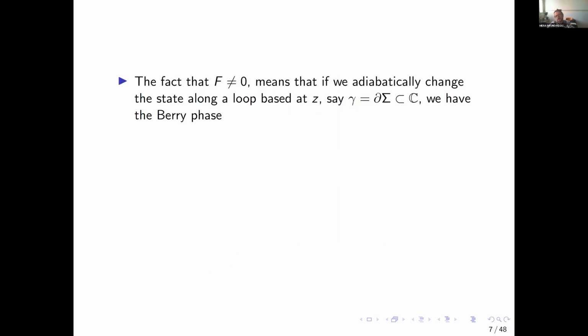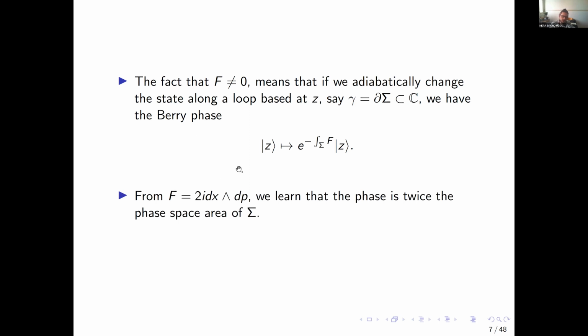The other thing is that the fact that the Berry curvature is non-vanishing means that if we take the state and we adiabatically change it, according to the adiabatic theorem in quantum mechanics, along a loop based at some point, that is the boundary of some region in the complex plane, then we will have a Berry phase, which assumes this form here. It's the integral of the Berry curvature on this region. And from this relation, we learn that this phase corresponds to twice, and this is just a geometric factor, the phase space area as measured by the symplectic form of this region here.